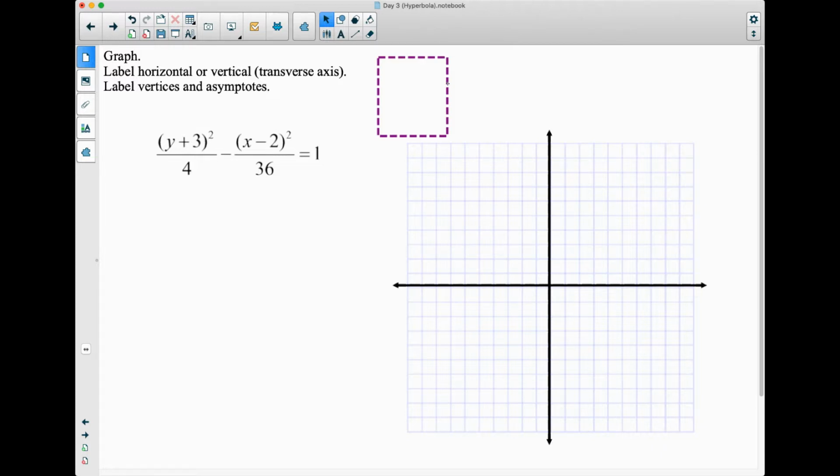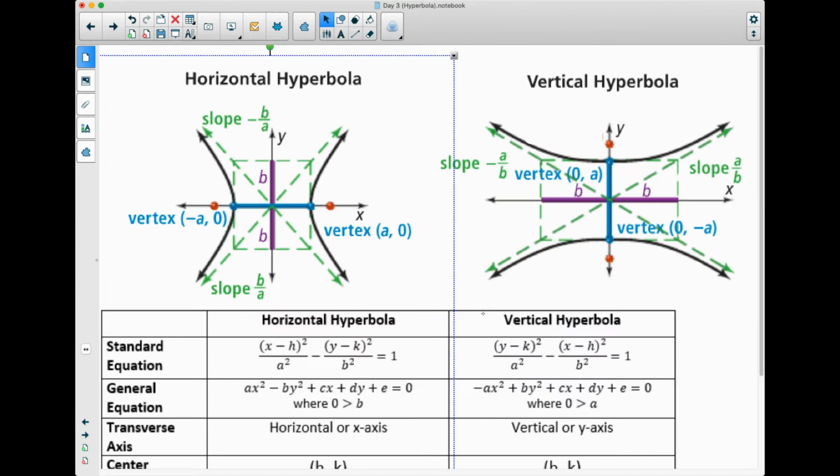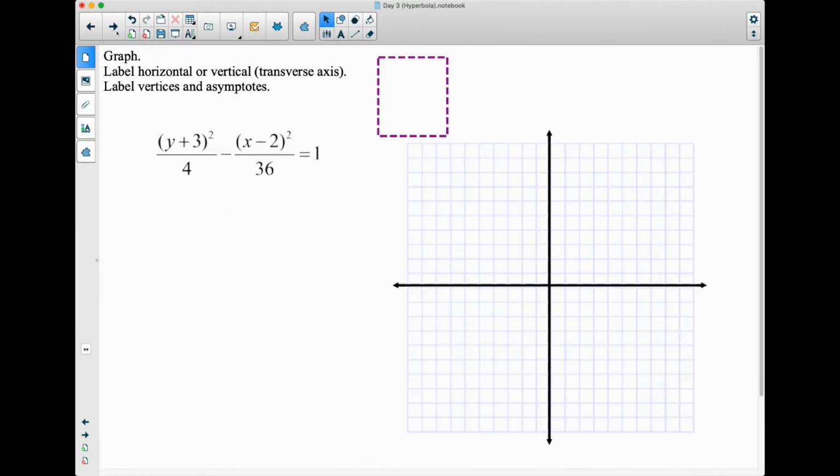So look at the difference of our equations. Horizontal, X comes first. Vertical, Y comes first. So what comes first? Y. So it's going to be vertical.